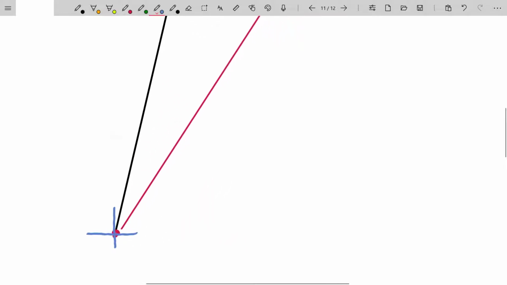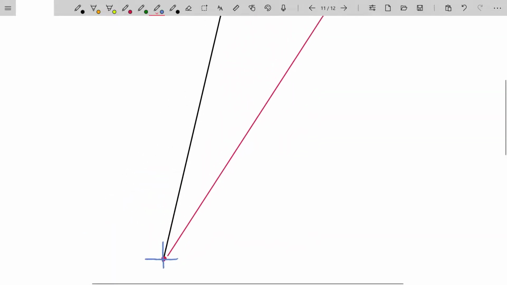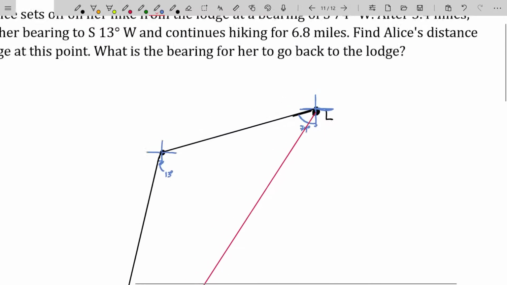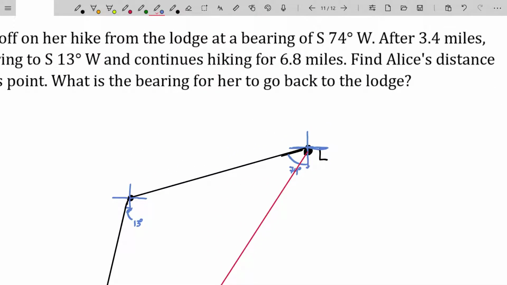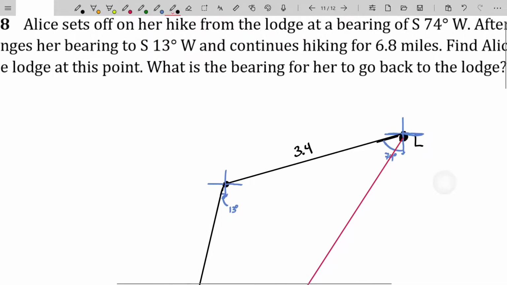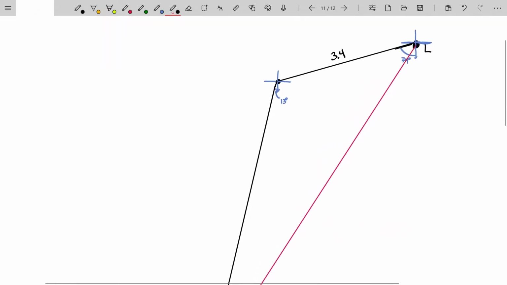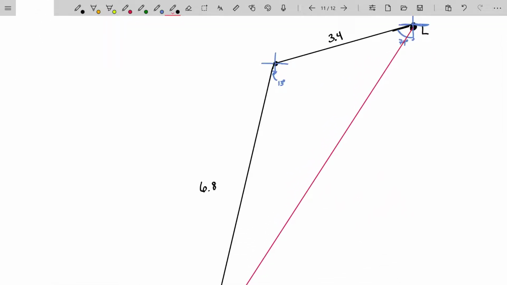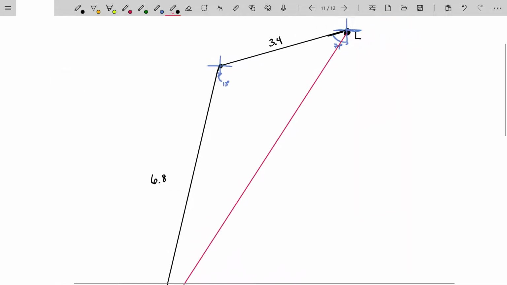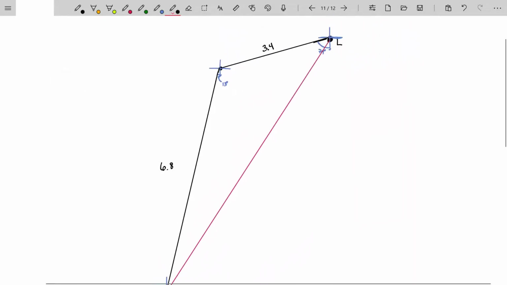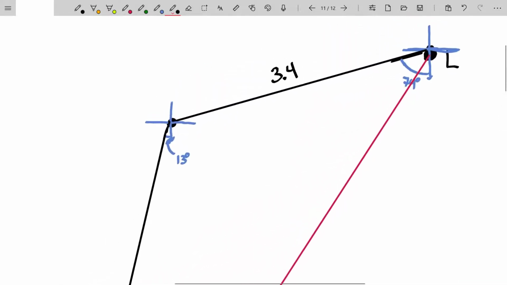All right, so let's see. What do we know in this problem? We know the distance right here is 3.4 miles. We also know the distance along the next path was 6.8 miles. So this is 6.8. But we don't really have any other information. We have some angles, and that's going to be helpful. So how are we going to use those angles to our benefit? Well, the answer just involves a little bit of manipulation and thinking.